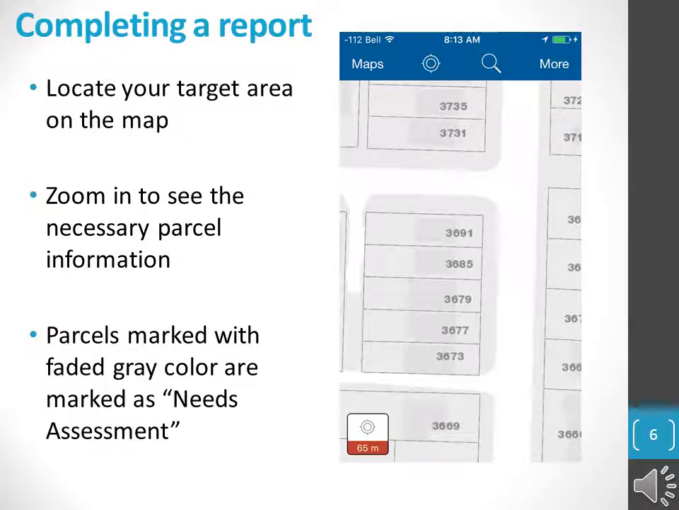Starting an evacuation status report is as simple as using your map to choose a starting point. You may need to zoom in to see the parcel information, which is the first step in completing a report. Note that some parcels may be colored with a faded gray color, establishing these properties or parcels as needs assessment.